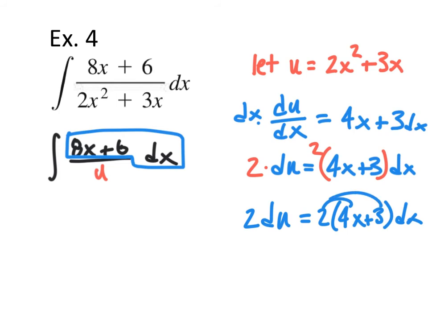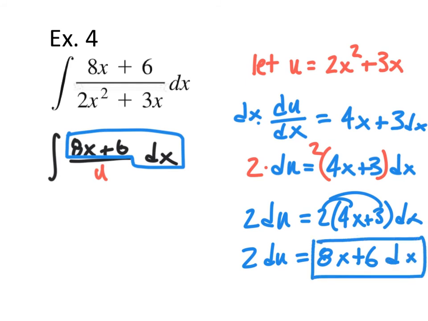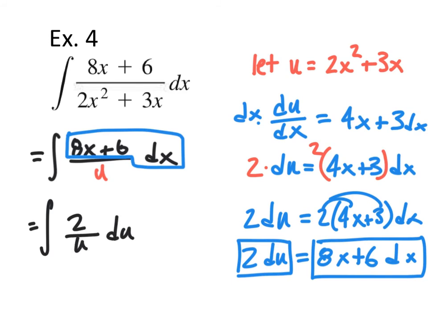Okay, I can distribute my 2 here. So I get 2 du is equal to 8x plus 6 dx. So now 8x plus 6 dx, okay, is equal to 2 du. All right, so I can take 8x plus 6 dx and replace that with 2 du. So watch what I get here. Okay, I'm going to write my integral, sorry, need equal signs, as 2 over u du.